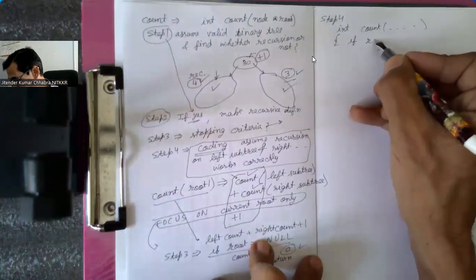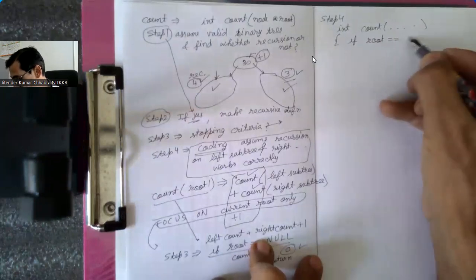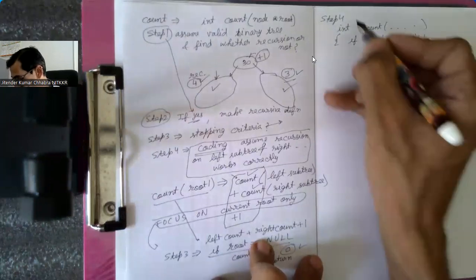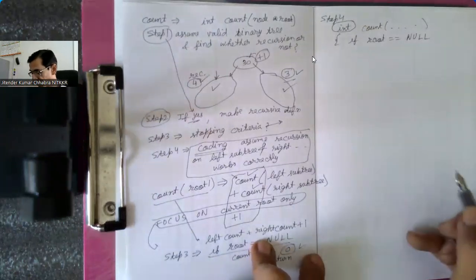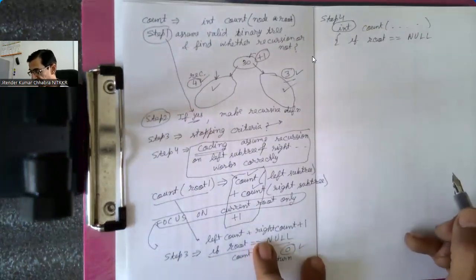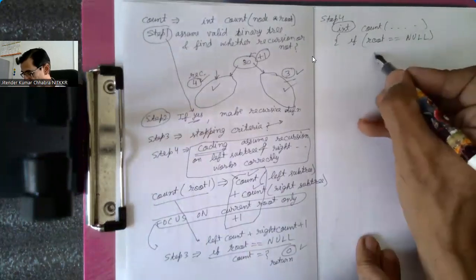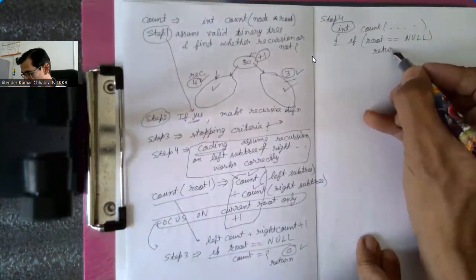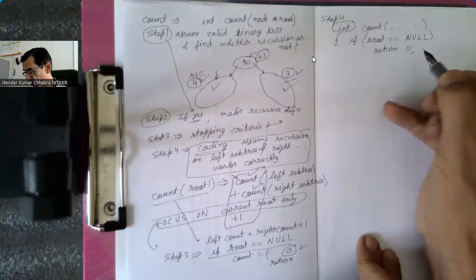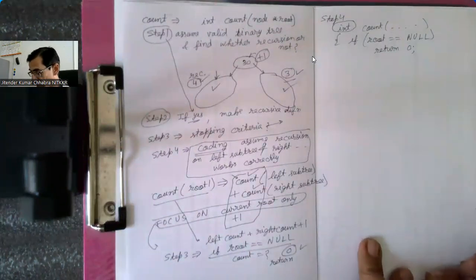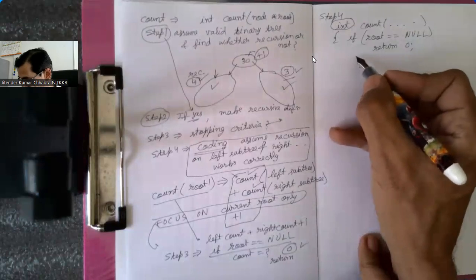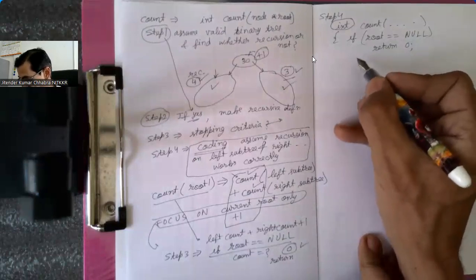If root equal to null, remember always, if it is int, every recursive call must be returning something and that value must be used. If root is null, then also what we will return? Return, you should not forget: 0, because no node exists. Count means this.